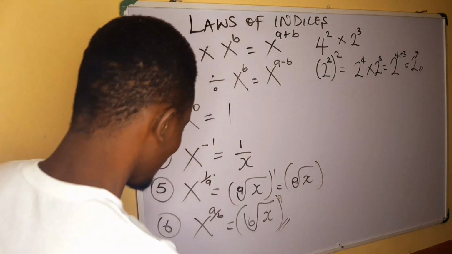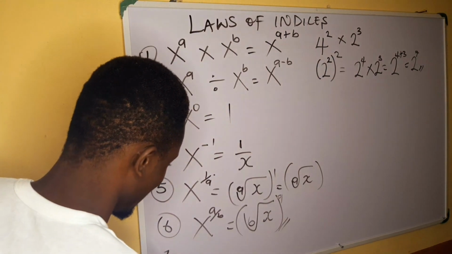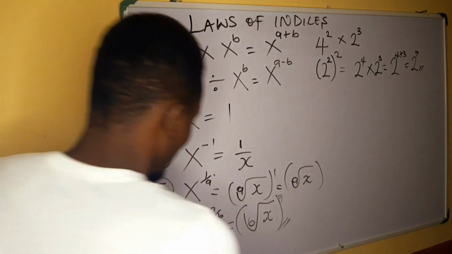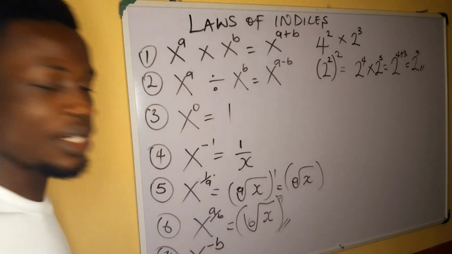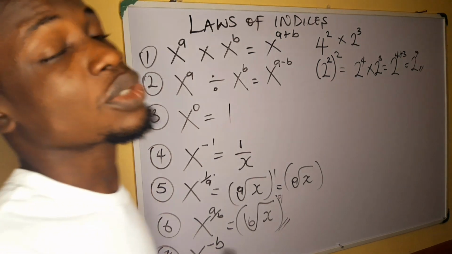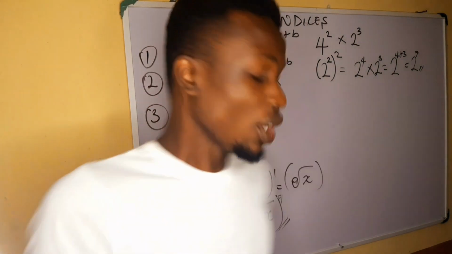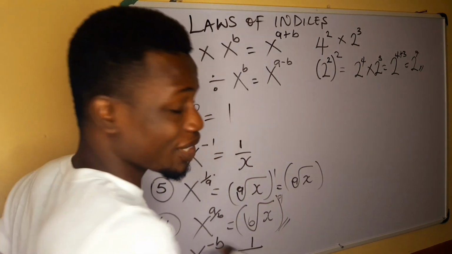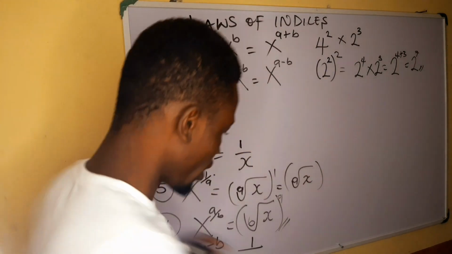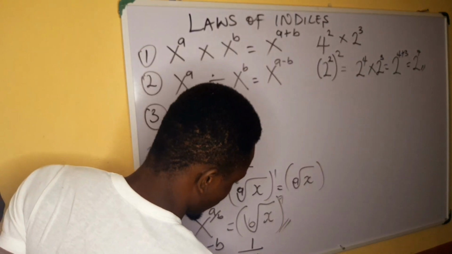The next one is actually the last law. If we have, let's say, x to the power of -b, you know that once you have minus, it is inverse. So what do you do at this point? You simply do 1 over, because minus is inverse, so it's 1 over x to the power of b.